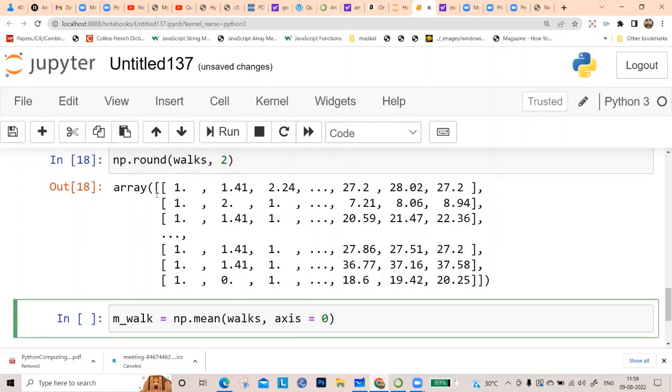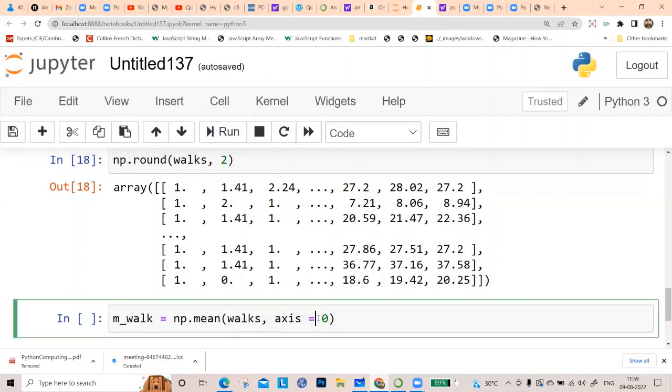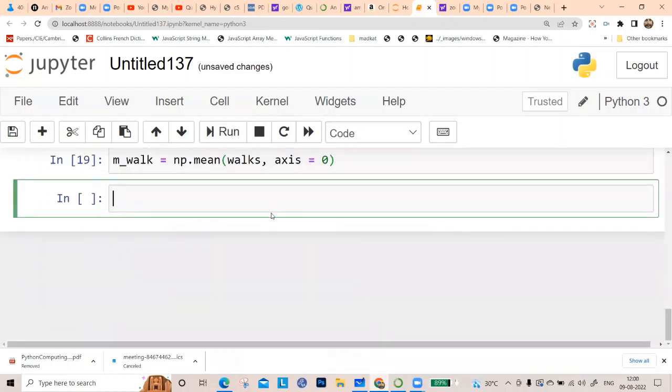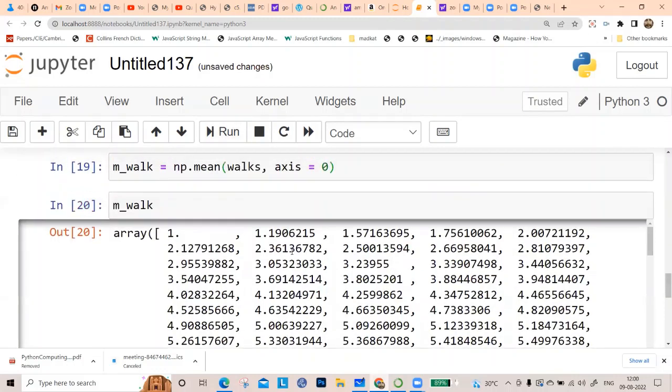Axis 0 means I go up and down. If I go right to left, then it is axis equal to 1. So if I write just axis equal to 0, it will take the first column and take the mean, the second column and take the mean, the third column and take the mean. Let me run it. Done. Let me see what m walk is. Okay, it is actually a 1D array.